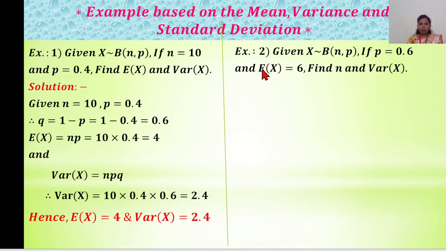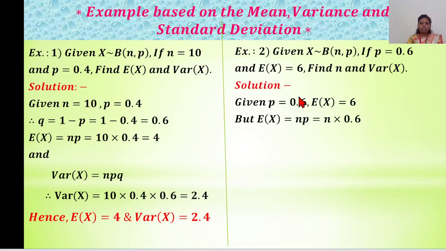Now let us see example number 2. Here given X follows a binomial distribution with parameters n, p. If p is equal to 0.6 and E(X) is equal to 6, find n and variance of X. Now let us see the solution. Here we are given p is equal to 0.6 and expected value of X is 6. We know the formula for expected value of X is np, the product of n and p, that is equal to n into, here putting the value of p as 0.6.